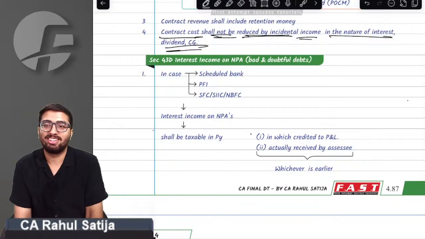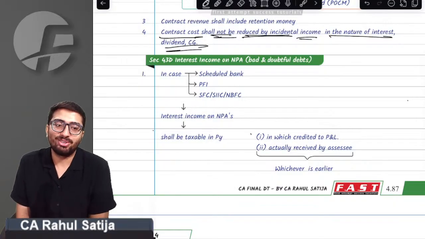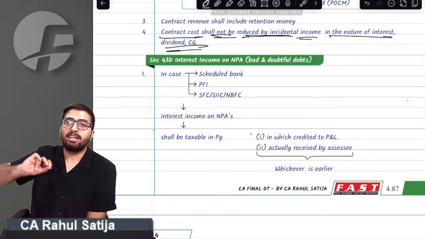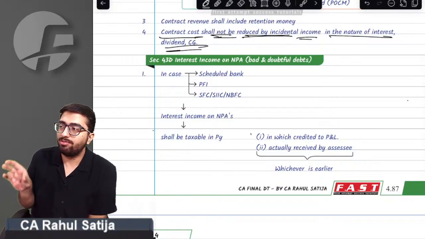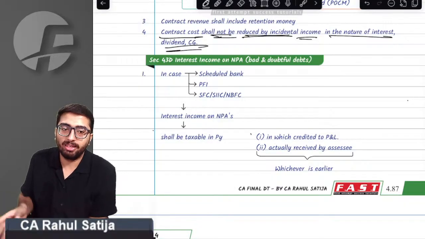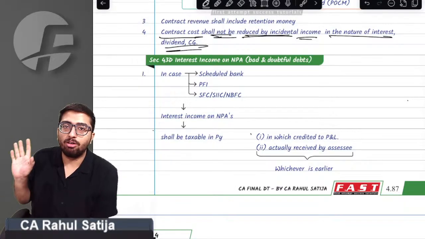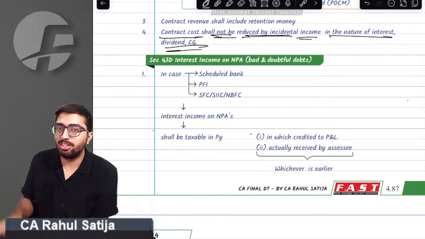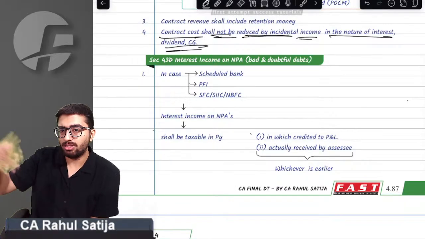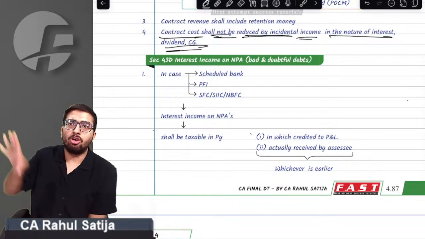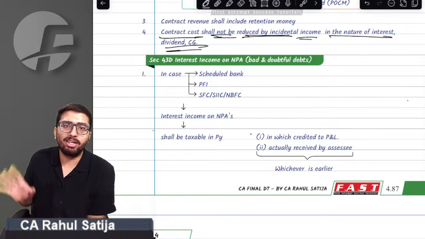43D, what it says? Sir, it talks about interest on NPAs. We already are aware of this fact that whenever any loan or advance given by the bank becomes NPA, interest on such NPAs will be offered only in case it is received. It shall never be offered on accrual basis. Rather, it is only booked in case it is being received. Interest on non-performing assets shall be only booked when they are received.